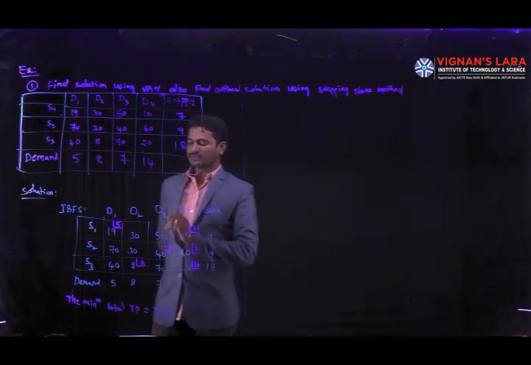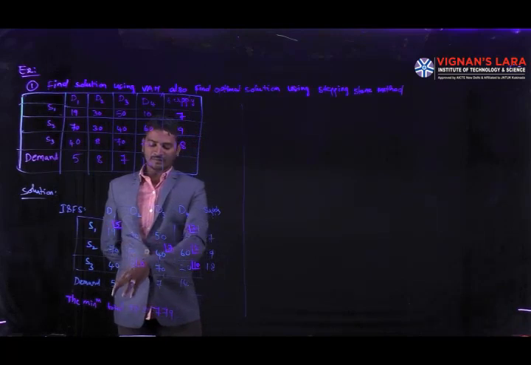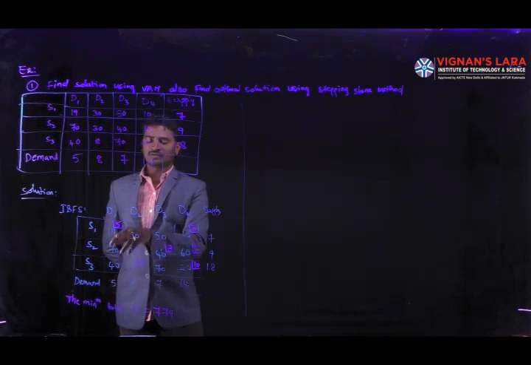Suppose we have the highest penalty in this column. Here we have to identify which one is the minimum. In this column we have S1 D1 with 19 rupees, so this is the least value. That's the reason we are going to allocate the units here, the number of units.